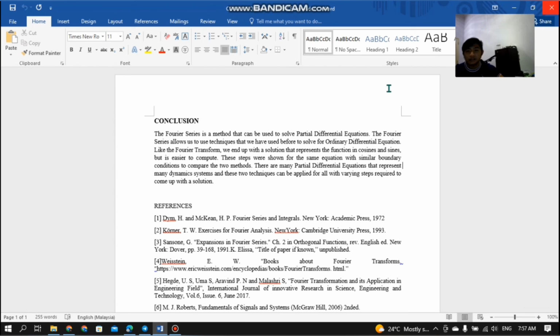For the calculation, the Fourier series is a method that can be used to solve the partial differential equation. The Fourier series allows us to use techniques that we have used before to solve the ordinary differential equation. Like the Fourier transform, we end up with a solution that represents the function in cosines and sines, but it is easier to compute.